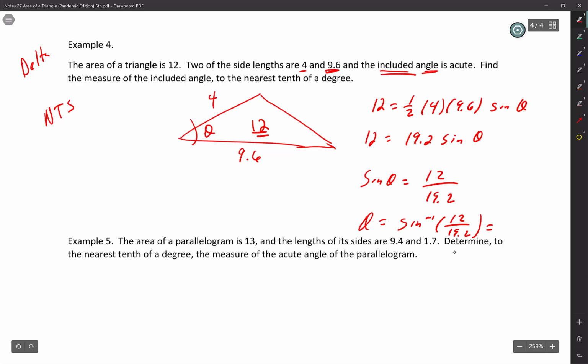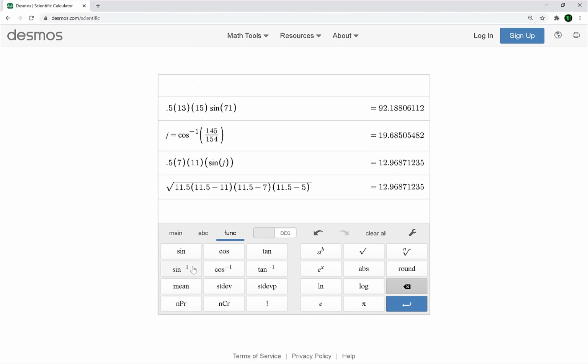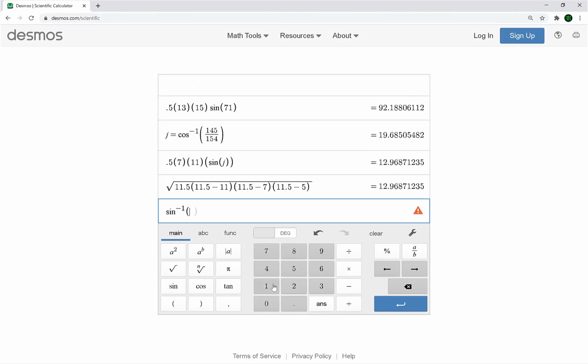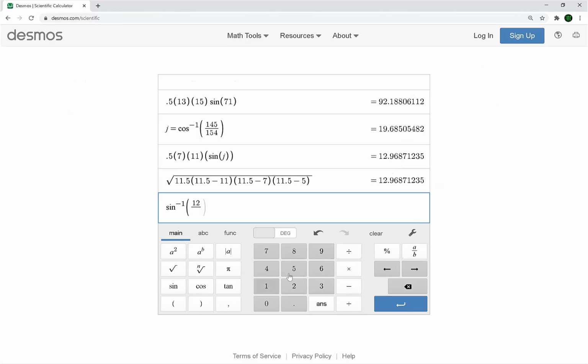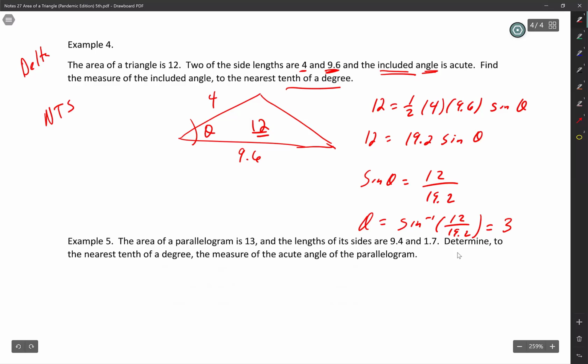And then I just go to Desmos like always. So let's go to Desmos. What was it? 19.2. So arc sine of 12 divided by 19.2. 38.682 degrees. Oh wait, did I say nearest tenth? To the nearest tenth of a degree, 38.682 degrees. The nearest tenth, so that means 38.7, the very first digit after the decimal.